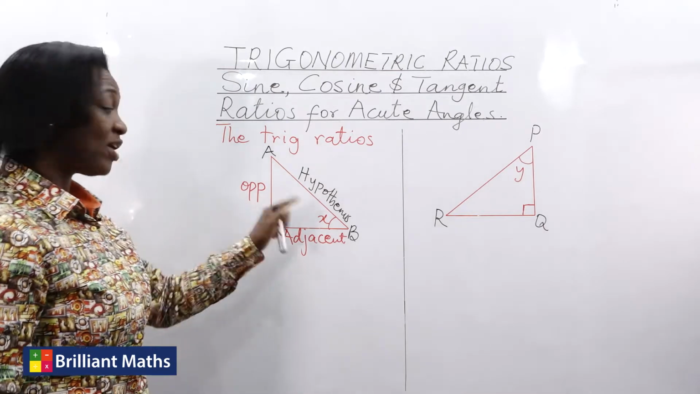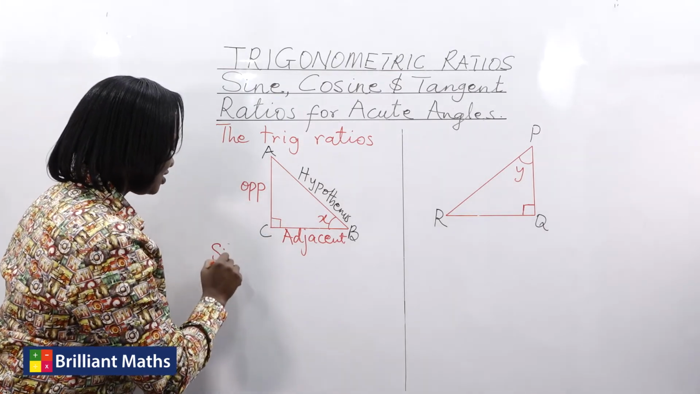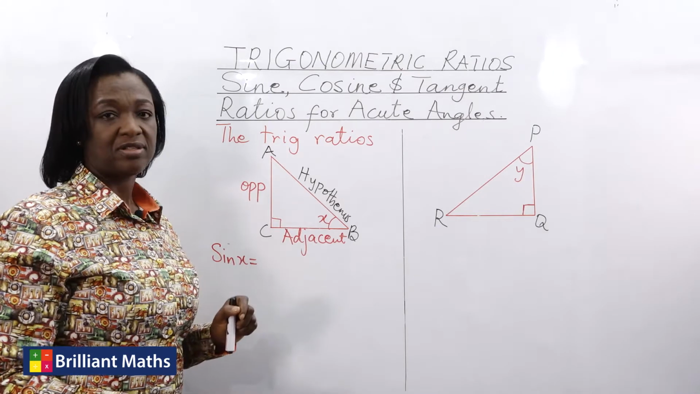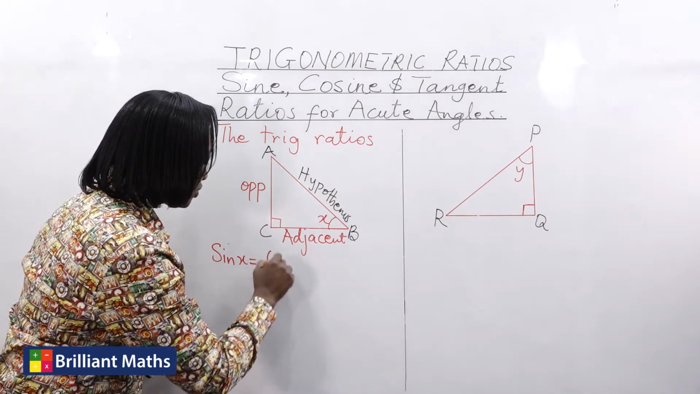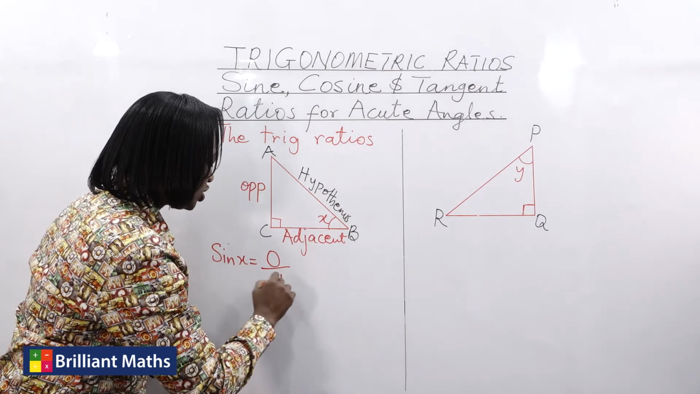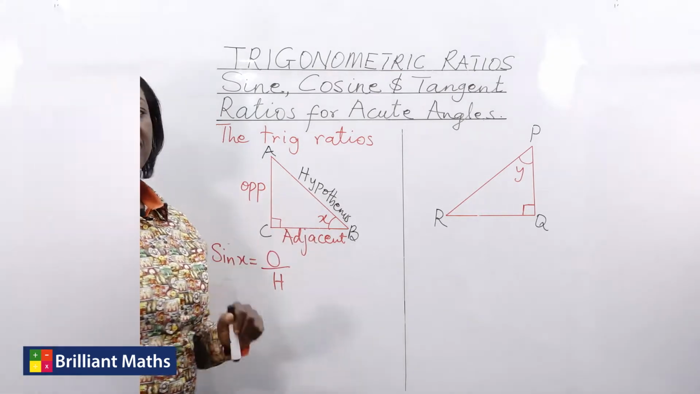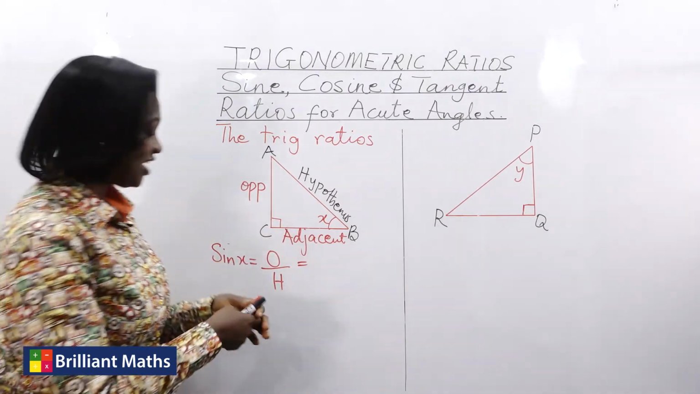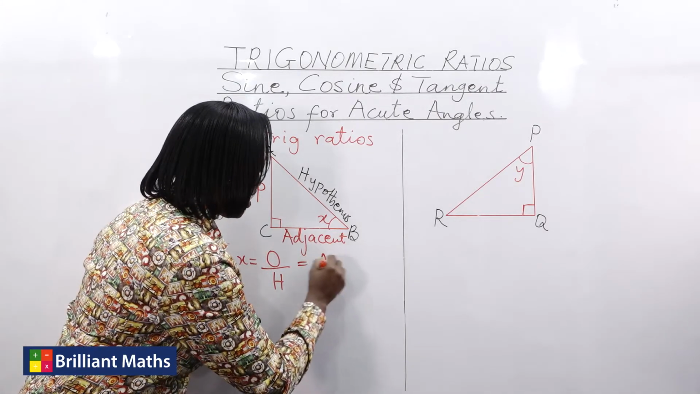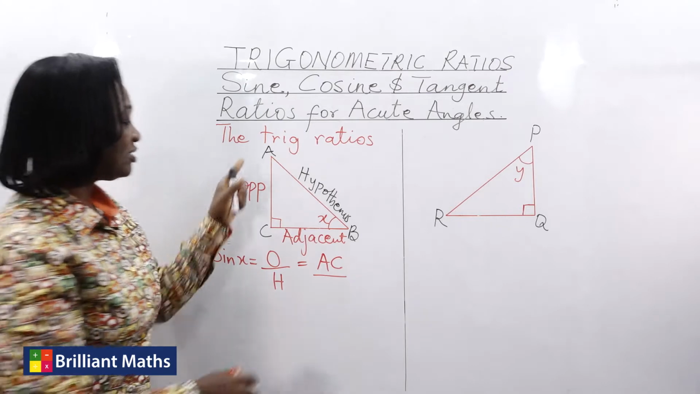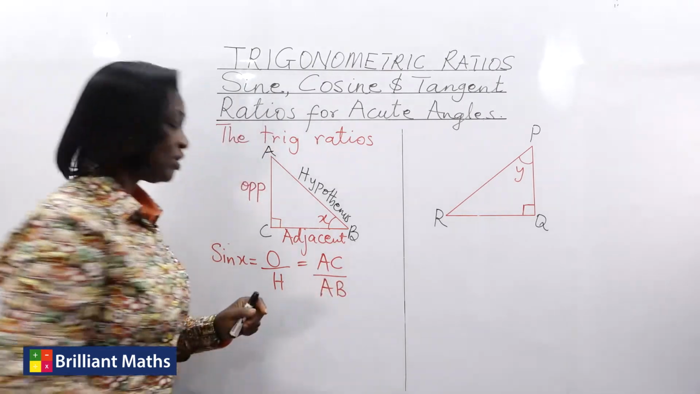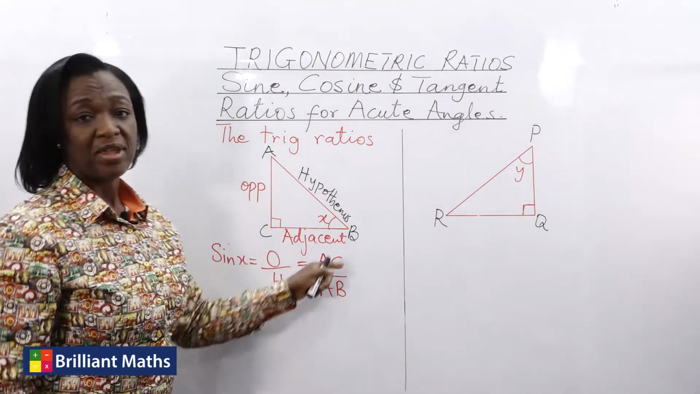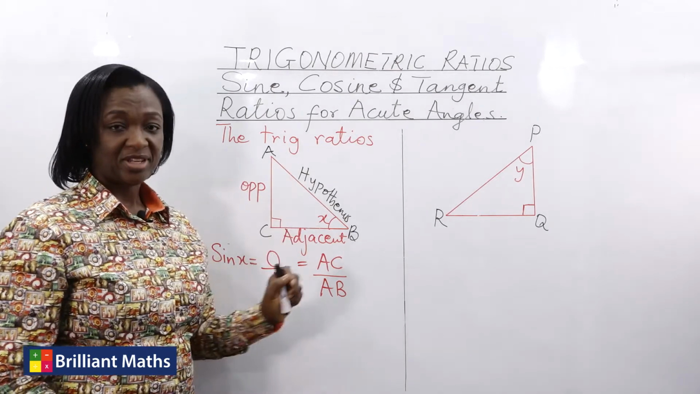To find the sine of angle X, sine X is equal to the opposite side over the hypotenuse. So sine X is equal to O over H, that's opposite over hypotenuse. As you can see, the opposite is the line AC, and the hypotenuse is AB. So sine X is equal to AC over AB.